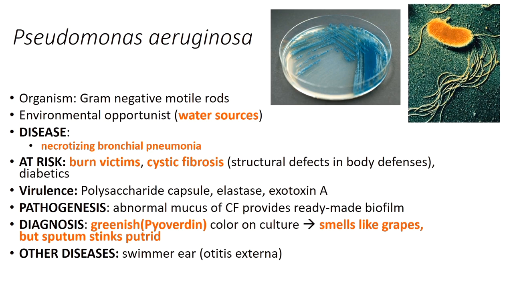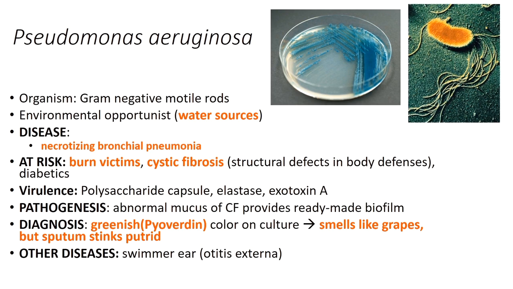Also can be causing damage to your skin and all these necrotizing stuff in burn victims and diabetics. So virulence, it has a polysaccharide capsule, it has elastase and an exotoxin that it makes. There's actually a mnemonic in First Aid that spells out Pseudomonas, and it has all these different disease things that spell out each of the letters. So definitely check out that. That's pretty cool. You don't really need to know that as far as right now. When you do multi-systems, you'll need to know that. But for right now, just know that it causes the necrotizing bronchial pneumonia.